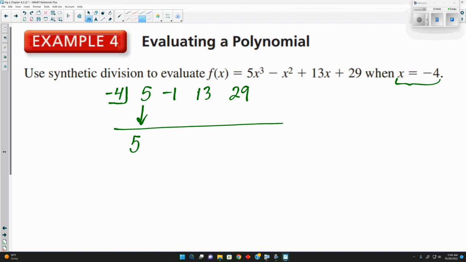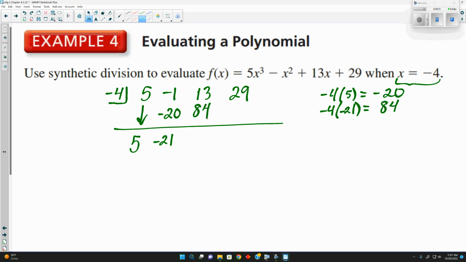Guys, first thing we'll do is bring down the 5. And then we will multiply. -4 times 5 is -20, and we'll put it underneath there. Then we'll add straight down. Negative 1 plus negative 20 is negative 21. Then we'll multiply by -4. Negative 4 times negative 21. Almost. It's just 84. Negative and negative. Negative 4 and negative 21 is 84.